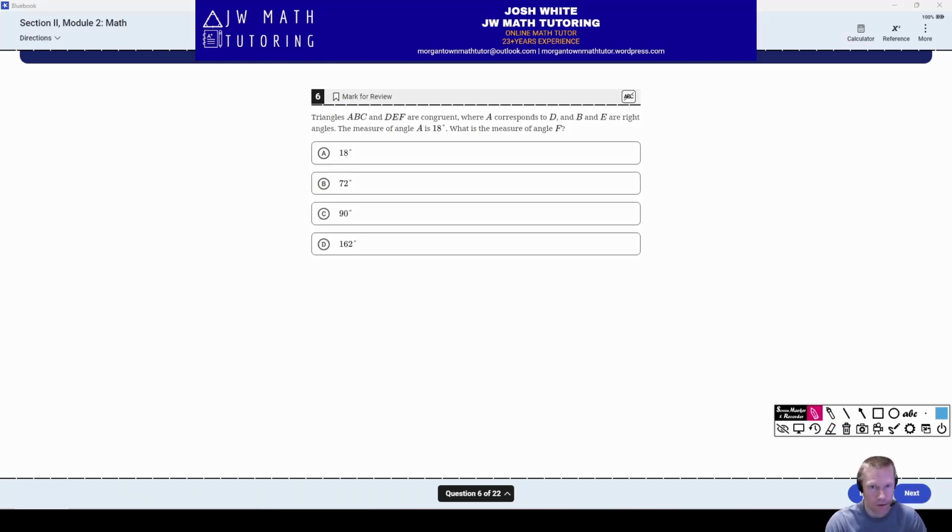Next up, question number 6, we have two triangles that are congruent. So you can draw a picture for this if you want, if it helps you visualize it a little bit better, matching up the corresponding parts, A, B, C, D, E, F. Whoops, that's not a correct picture because B and E are right angles. So we have two right triangles. So let's draw a more accurate picture. D, E, F.